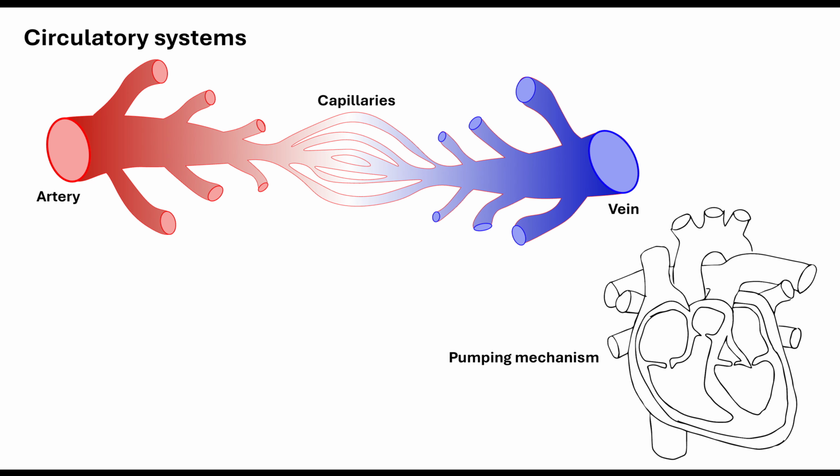Now, most circulatory systems do need to be contained within blood vessels. So we have our arteries, our capillaries, our veins, which are our types of blood vessels that you need to know the difference of. And also there needs to be some form of pumping mechanism. So that in the mammals would be the heart.